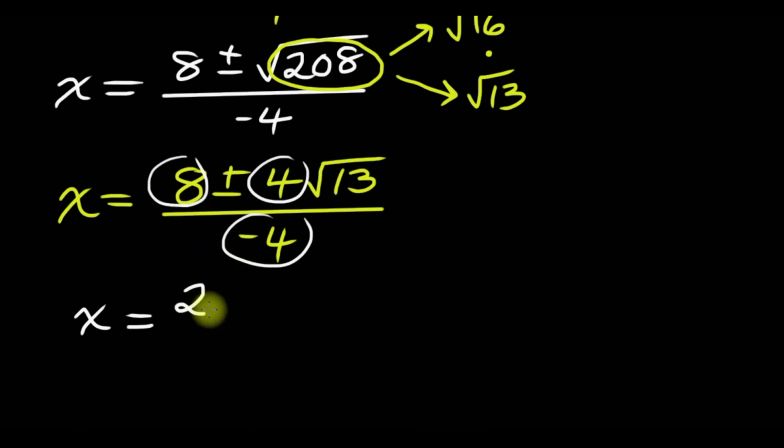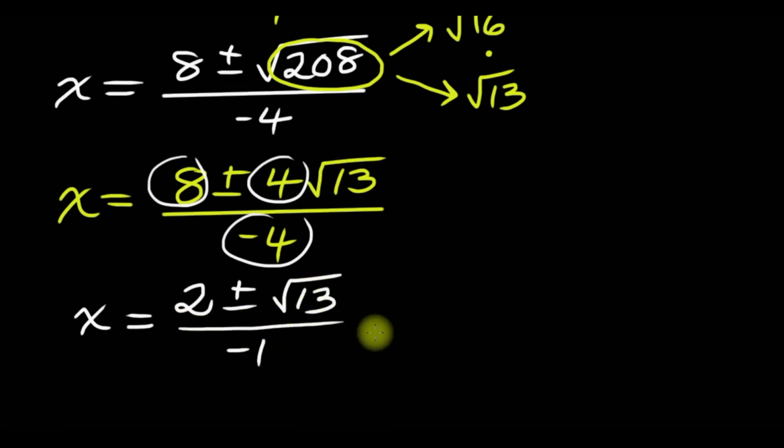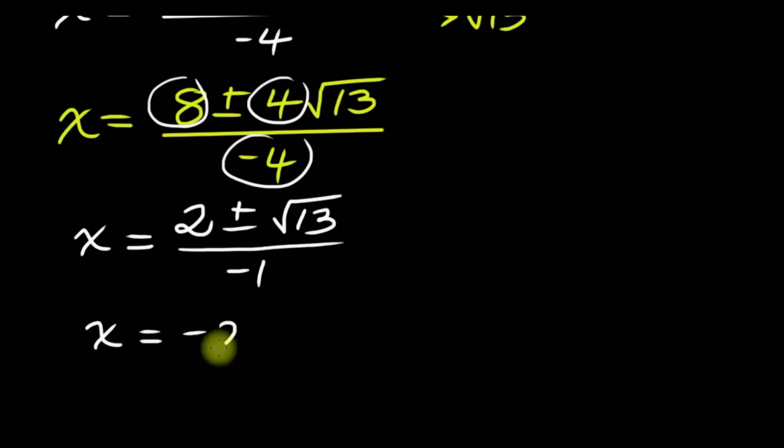So 8 over 4 is 2, and then 4 over 4 is 1. So you're just going to get 1 square root of 13. And then you get negative 1. So your answer is going to be negative 2 plus or minus, because negative 1 goes into 2 is negative 2, square root of 13. So that is your x. One of them is negative 2 plus square root of 13, and the other one is negative 2 minus square root of 13. And that is how you solve a quadratic equation using the quadratic formula.